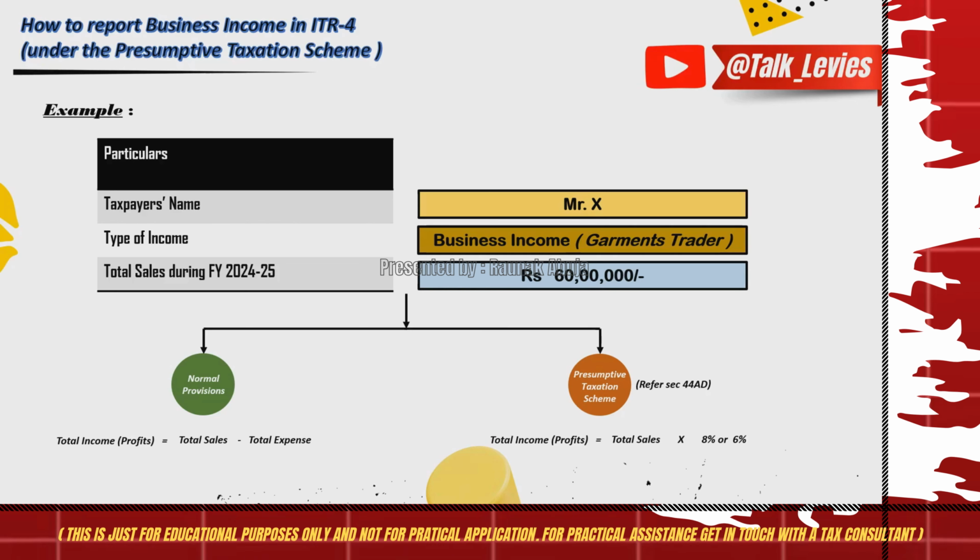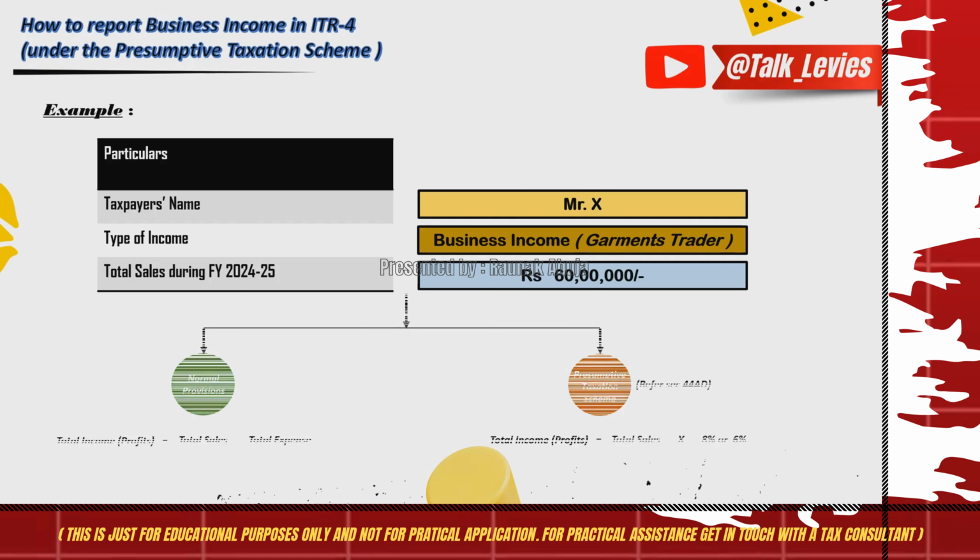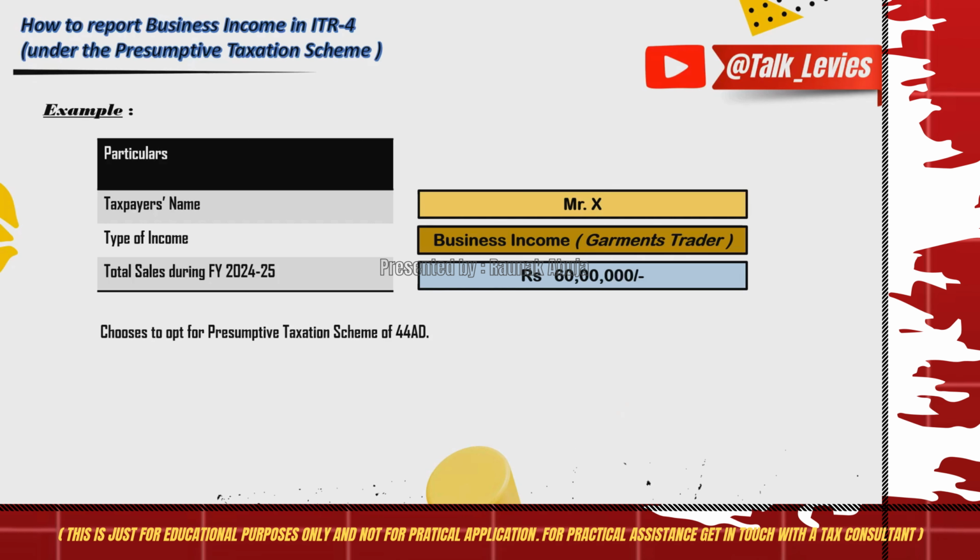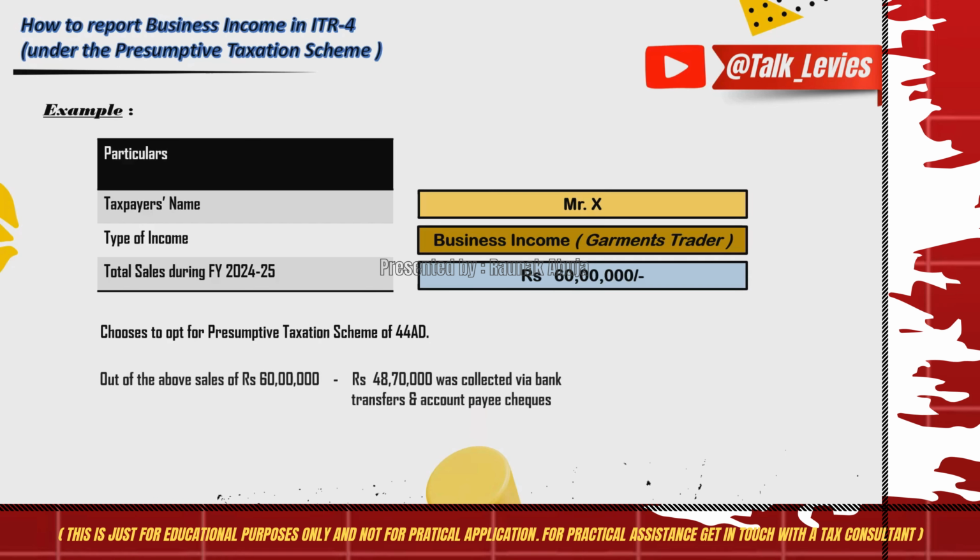Let's see what Mr. X has opted for, whether he wants to calculate income as per the normal provisions or the presumptive taxation scheme provisions. Okay, so Mr. X has opted for the presumptive taxation scheme. In this case, we'll be needing additional two details from Mr. X. And those are what amount of this 60 lakhs has been received in bank account and what amount has been received in cash. Let's see.